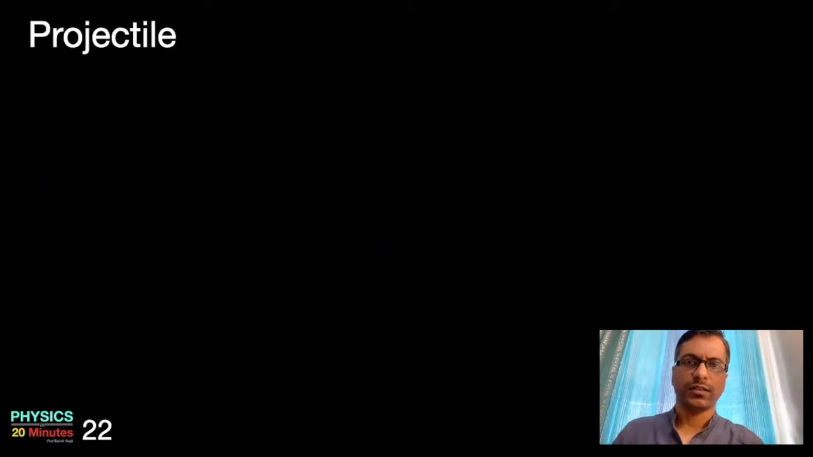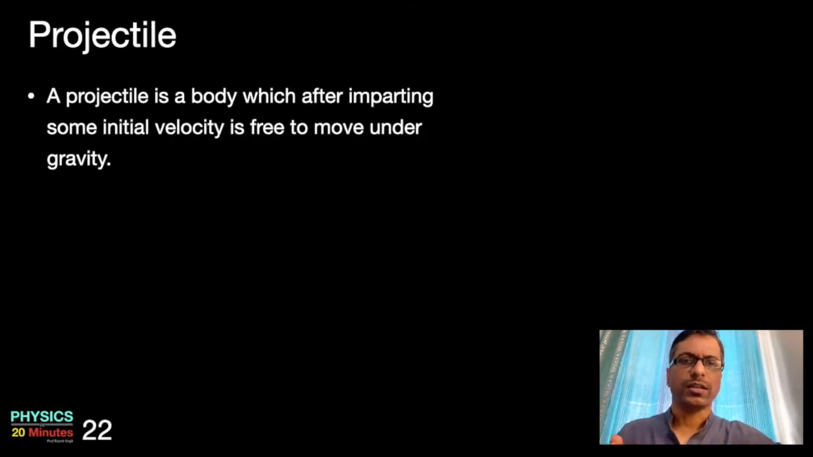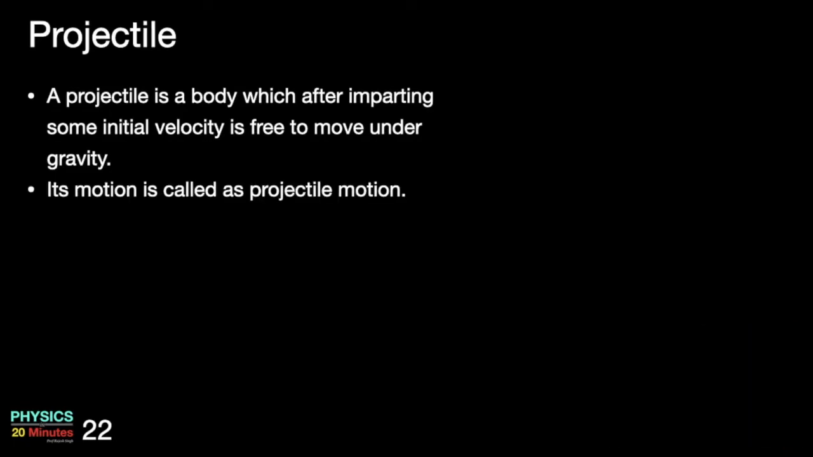So what is a projectile? A projectile is nothing but if you throw a body in air where you give some initial velocity to the body and body is free to move under gravity. The motion of such bodies is called as projectile motion.